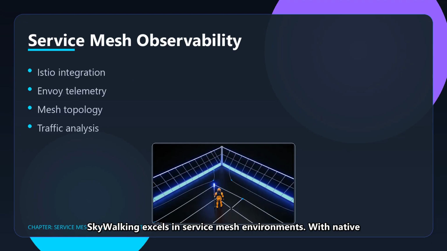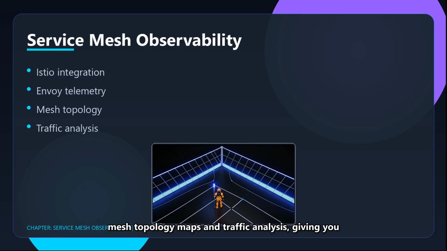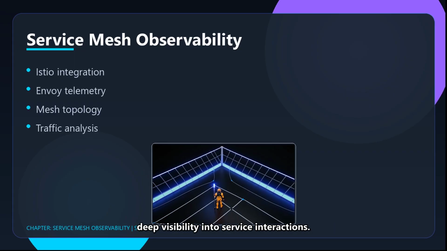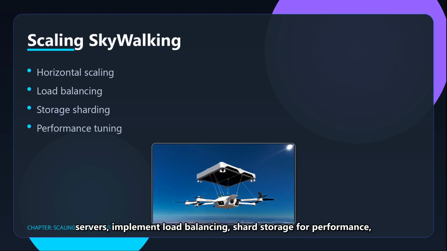SkyWalking excels in service mesh environments. With native Istio integration and Envoy telemetry support, it provides mesh topology maps and traffic analysis, giving you deep visibility into service interactions. To scale SkyWalking, use horizontal scaling for OAP servers, implement load balancing, shard storage for performance, and tune configurations.